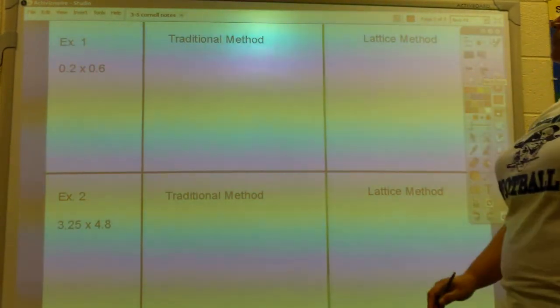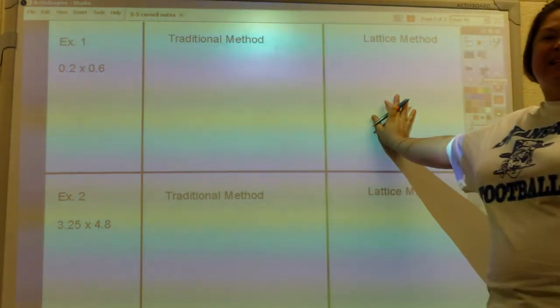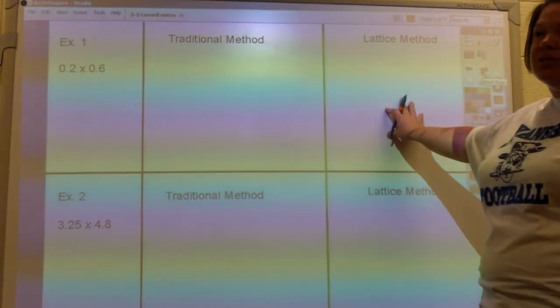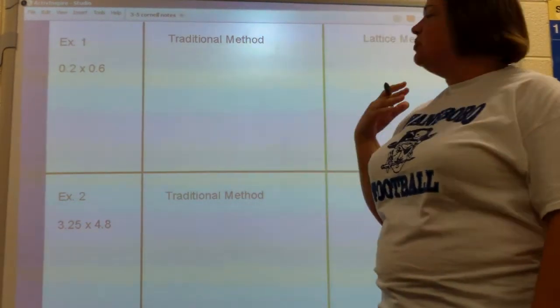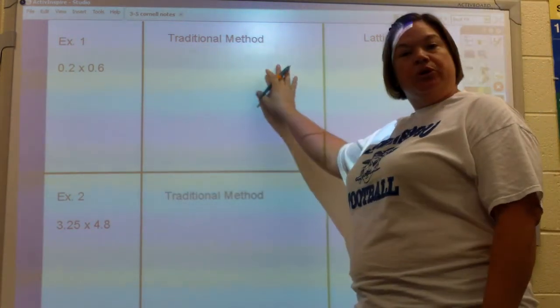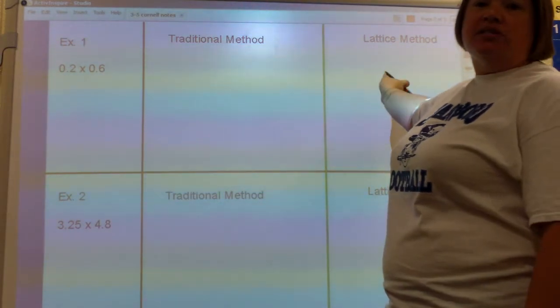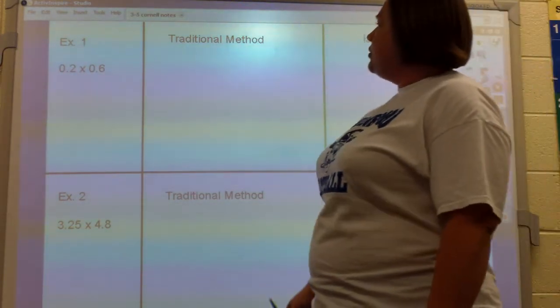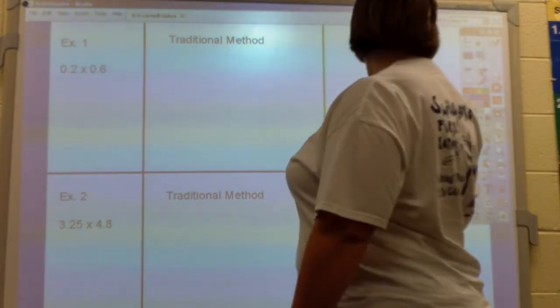Okay, for example, we're going to look at the traditional method, and I'll also complete this using lattice, because I know some of you use the lattice method, some of you use traditional. So in your notes, if you use the traditional method of multiplication, just write these for your work using traditional. If you use lattice, then just show the work using lattice. So our first example is 0.2 times 0.6.